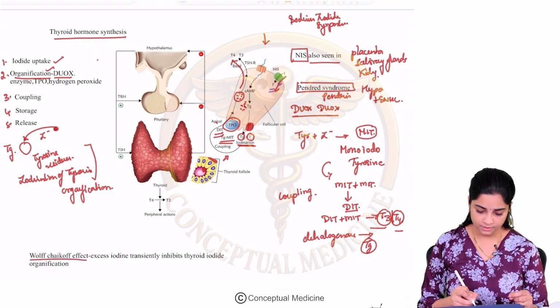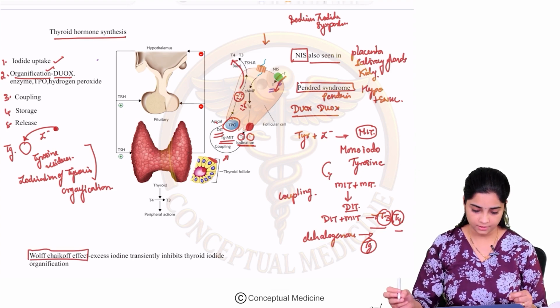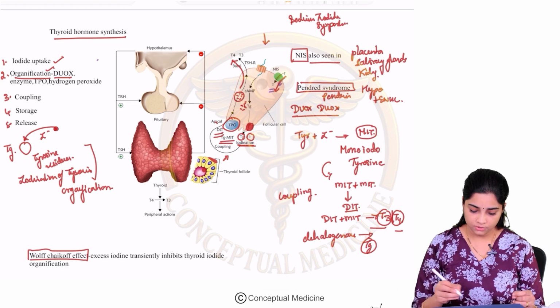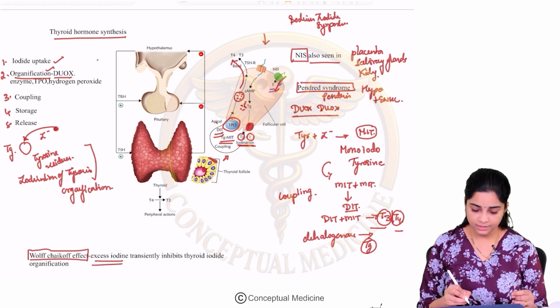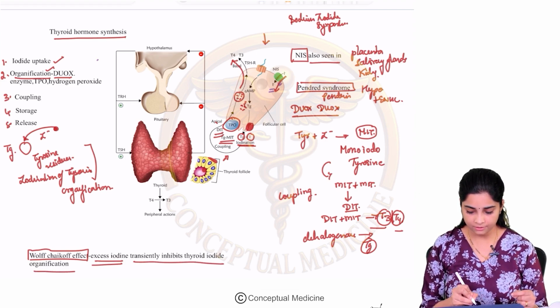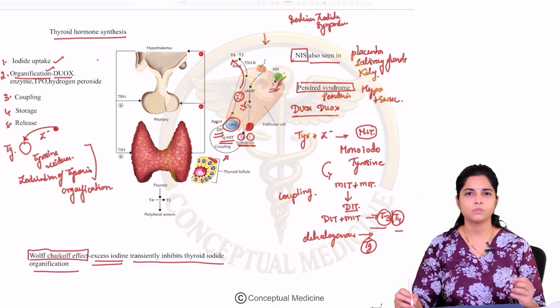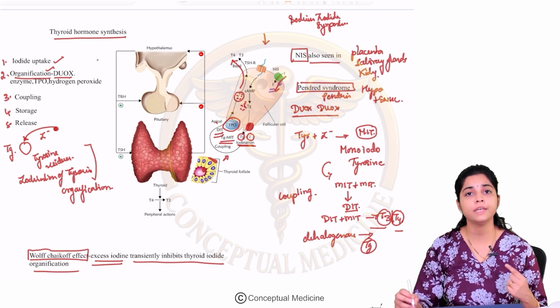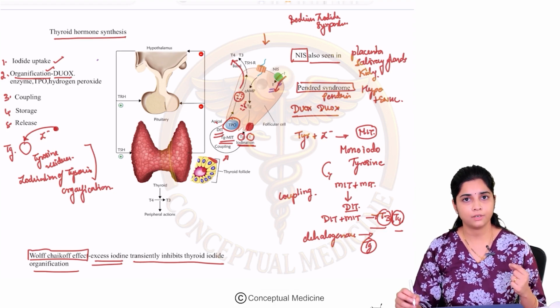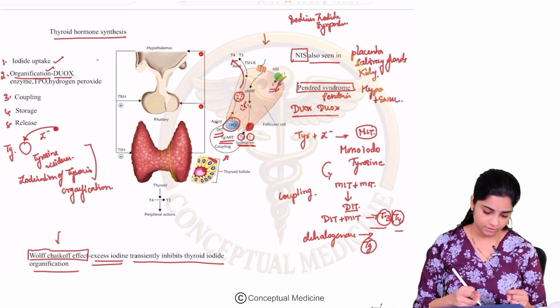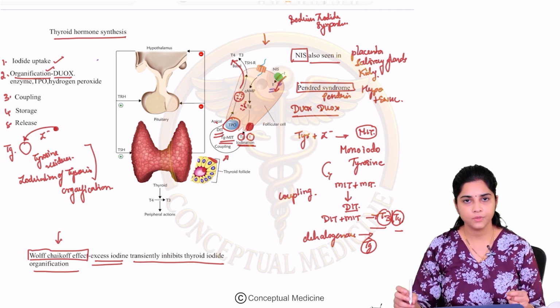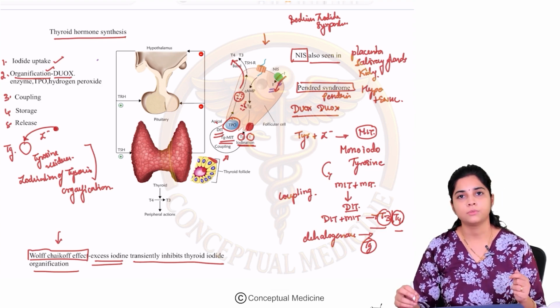Now, what is this Wolff-Chaikoff effect? An important effect that you have to know is the Wolff-Chaikoff effect. Here, excessive iodine intake can transiently inhibit your thyroid iodide organification. So we know that iodine is required for organification, but external excessive iodine intake can inhibit your thyroid iodide organification, and this is what we call as Wolff-Chaikoff effect. Okay, clear till here? So this is about your thyroid hormone synthesis.